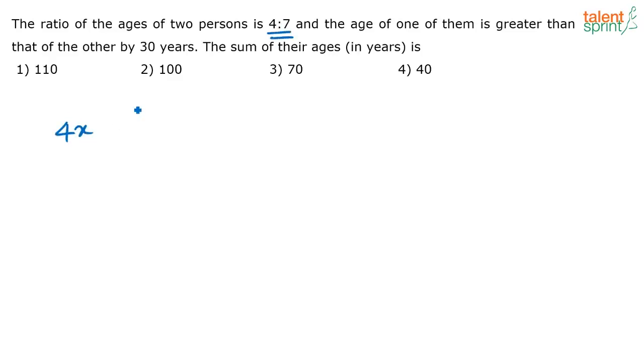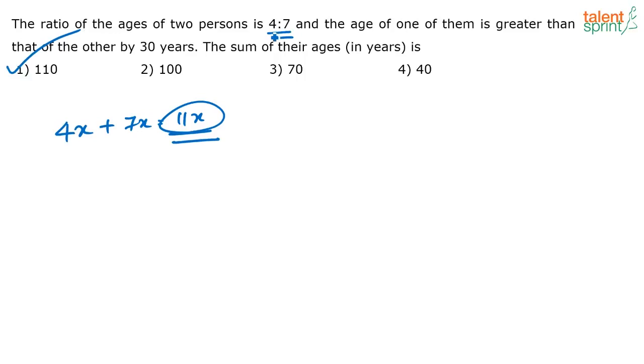So the age of one person is 4x, the age of the other person is 7x. So the sum of their ages is going to be 11x. Using this I can say the answer that I get when I add the ages of the two people has to be a multiple of 11. Check with the options which is the only multiple of 11 here. It is 110. That is your answer.